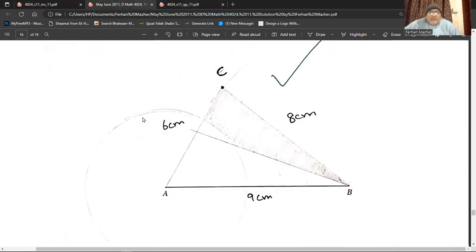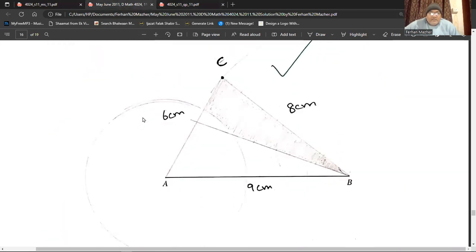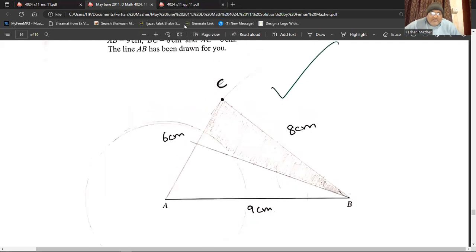So I can show you this. At A, I have drawn an arc here, which is of 6 centimeter. From B, I have drawn an arc, which is 8 centimeters. Where these two arcs intersected, that's the point C, and I join it with A and B. So this is your triangle ABC. Hopefully you understand how this is done.